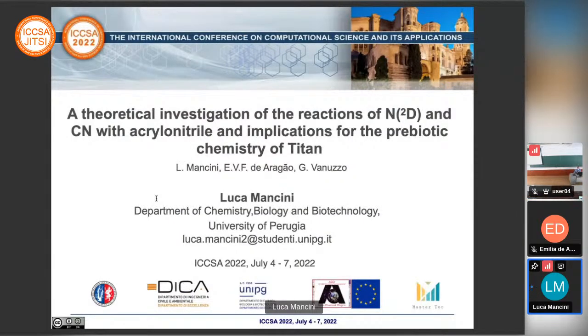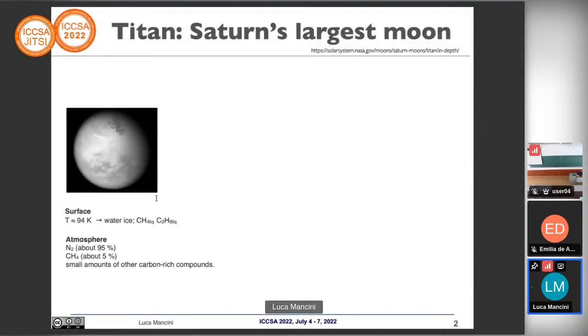In this talk, I will try to focus the attention on gas phase neutral-neutral reactions, but which are important in a different astronomical field, which is the field of planetary atmospheres, and in particular, the prebiotic chemistry of Titan. So first of all, I'd like to underline why we are so interested in Titan. Titan is Saturn's largest moon. It's the second largest moon in our solar system, but its peculiarity is that this is the only body in the solar system, with the exception of our planet, to have a thick atmosphere mainly composed by molecular nitrogen, which accounts for around 95 to 98%, with the remaining part being methane with small tracers of other carbon-rich compounds.